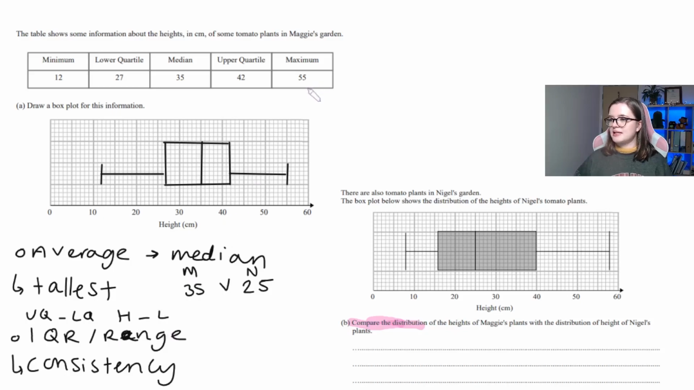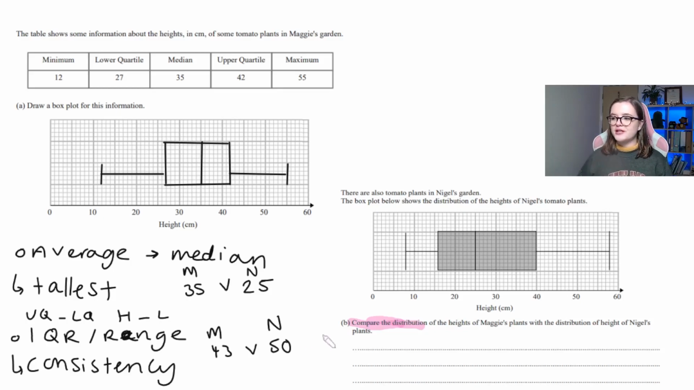And then the range, let's work out the range of these two. So highest take lowest, 55 minus 12, which is 43 for Maggie. That's versus for Nigel, we've got 58 take away 8, which is 50. Okay. So Nigel has a larger range. The difference between his smallest plant and his tallest plant is larger. Does that make sense? So his plants are more spread out height-wise. So Maggie's are more consistent.